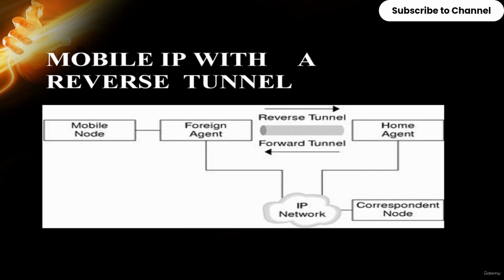The concept is very simple. It maintains two IP addresses, home address and care of address, a home agent and a foreign agent, forward tunneling and reverse tunneling. So these are the concepts with mobile IP. Hope you can understand how mobile IP is working.